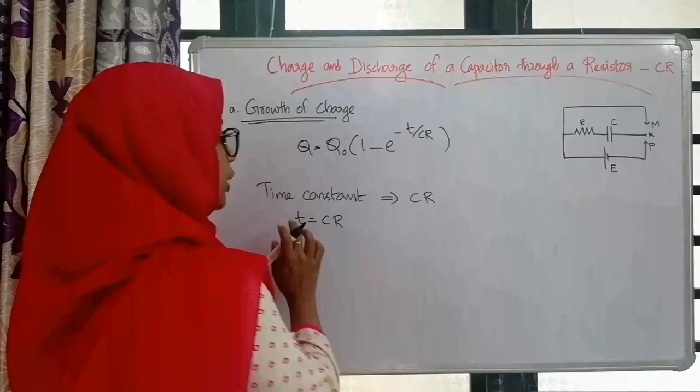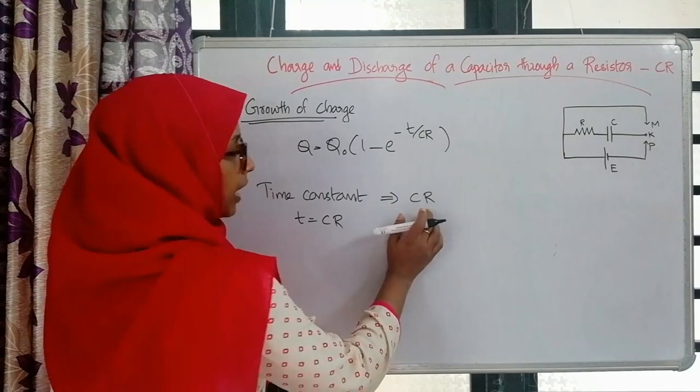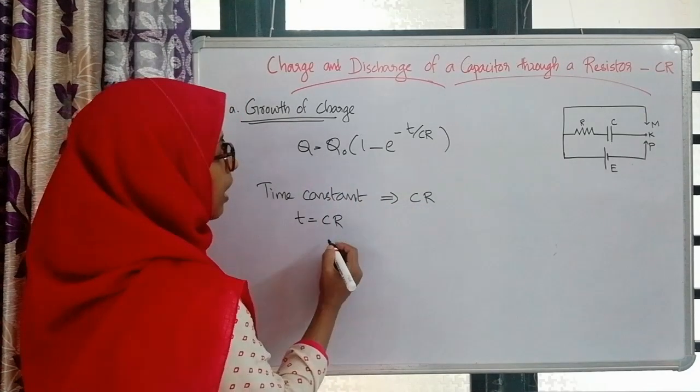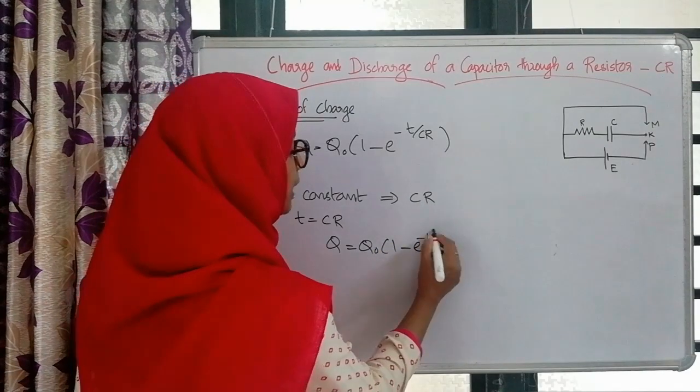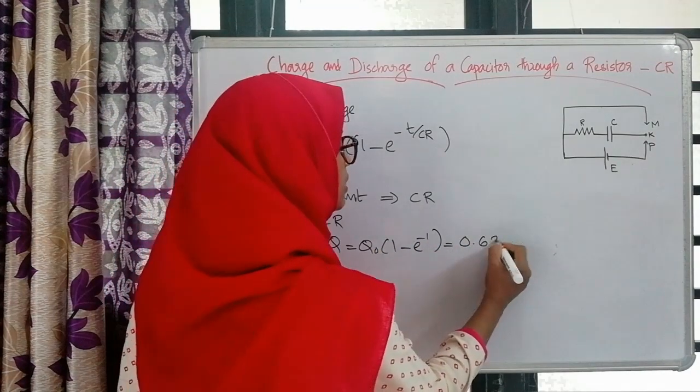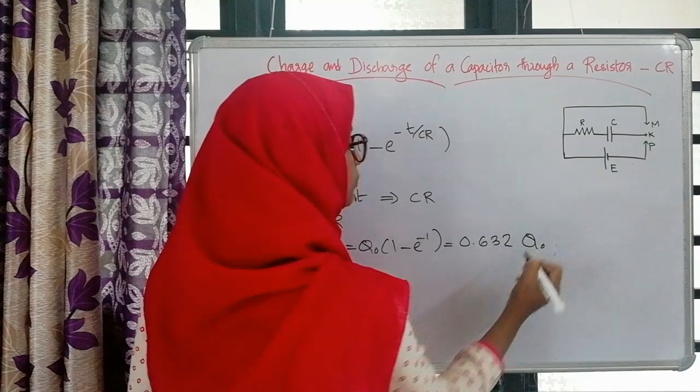Then in this circuit, the time constant is CR. When t is equal to CR, Q is equal to Q0 into 1 minus e raised to minus 1, which implies 0.632 Q0.